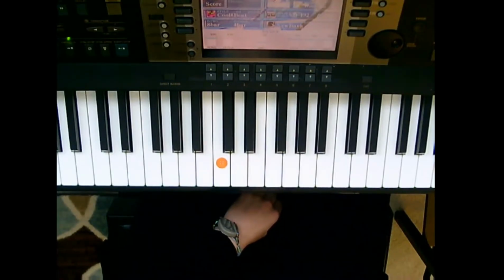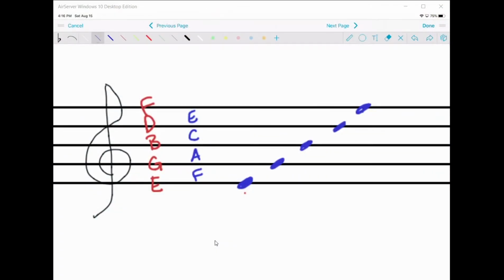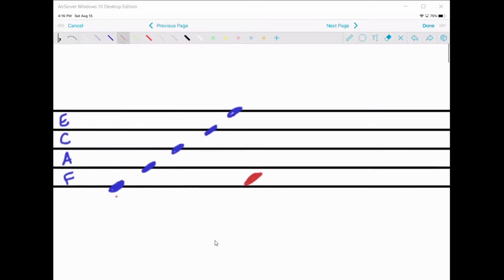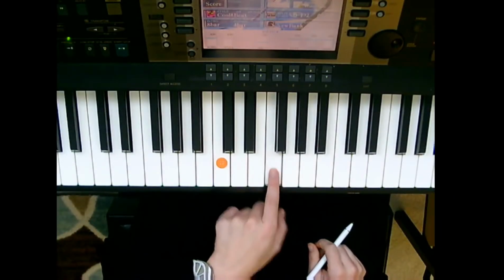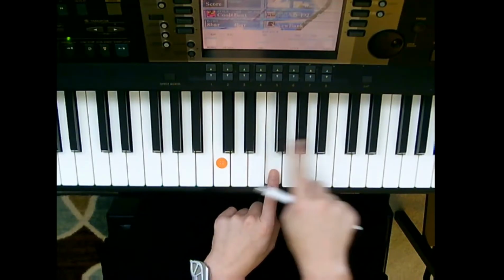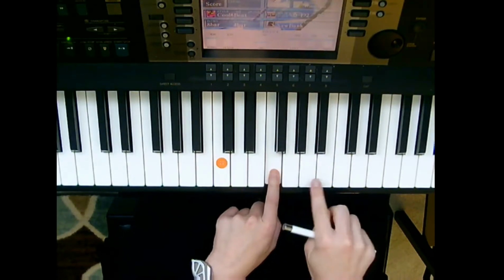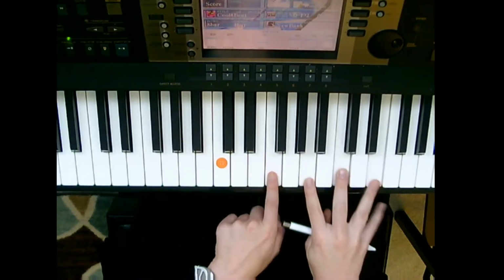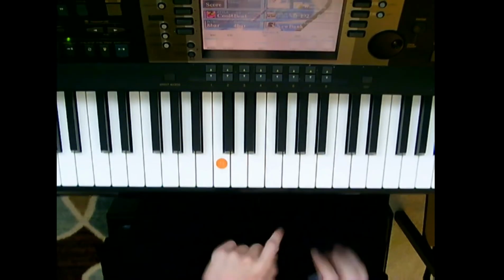And then if we go back and take a look at the spaces, let's look at our space notes. That would be these 4. Move this over. F, A, C, and E. On the piano here again, that would be these ones. F, which is next to the group of 3. F, A, C, E. So those are our space notes.